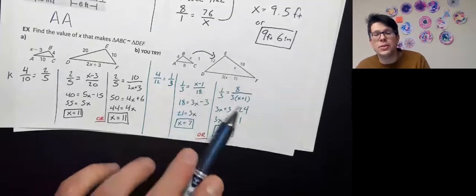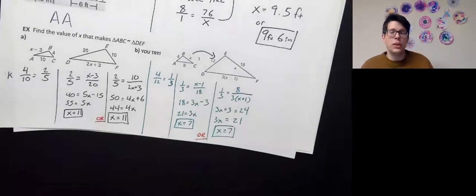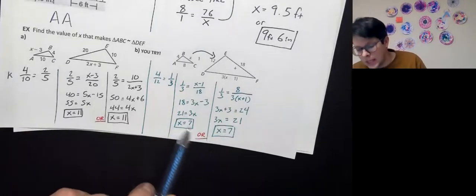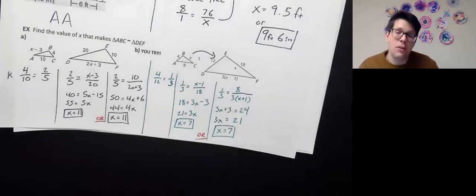Now, you don't have to do both of them. You can just pick whichever one you like, but I want you to see that you can get the exact same answer for x of 7 for both of them. So it does not matter which one you choose.